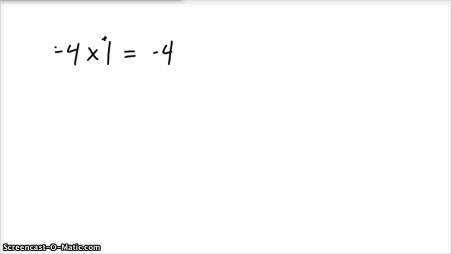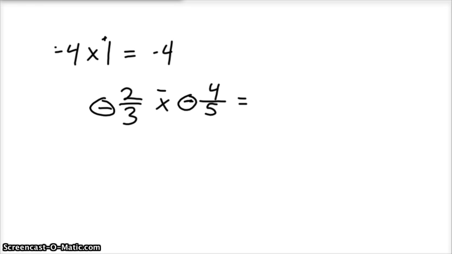Okay? Now let's throw a fraction in the midst. So we have -2/3 times -4/5. Let's look at our signs. Our signs are the same, so we know our answer is going to be positive. Now we just treat this normal, 8/15, and it is positive. Okay, so it applies to anything.